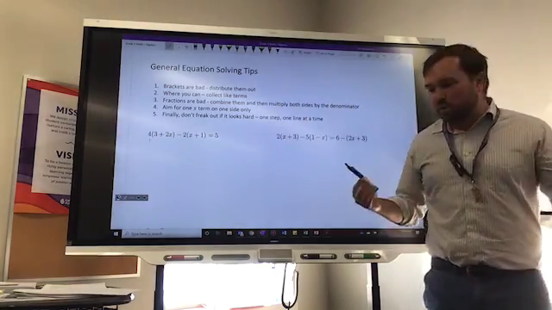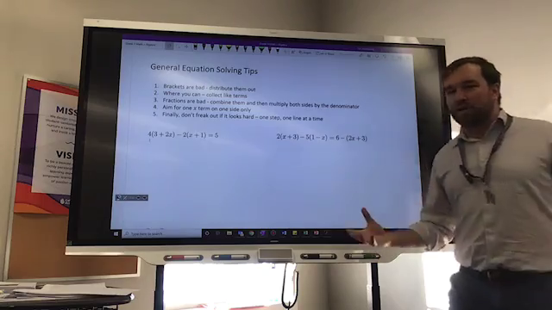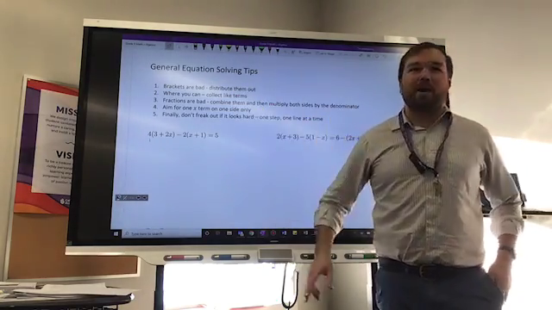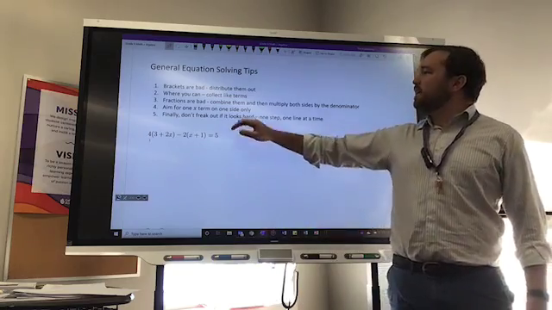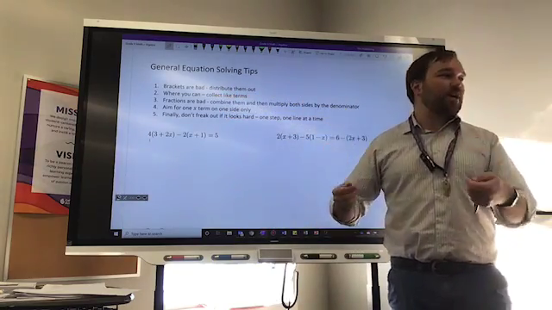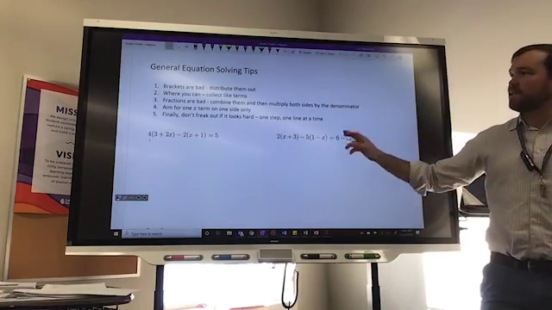There are some general rules that will help you solve any type of equations you come across. We're going to go through these general rules and then look at some examples. General rule number one, brackets are bad, distribute them out. Where you can, collect like terms. If you have x's on the same side of the equation, collect them together. Numbers on the same side, collect them together. We'll see how this works in the second example.